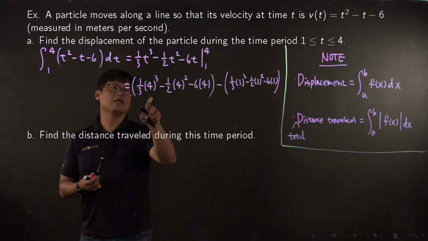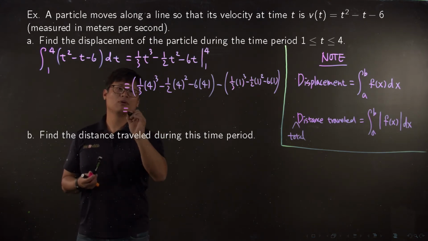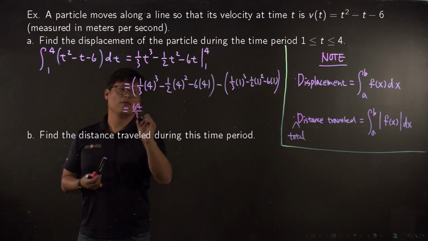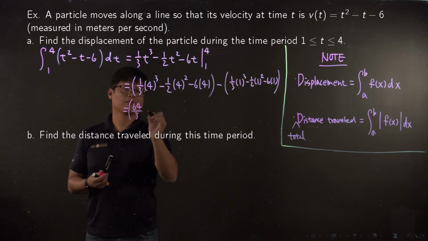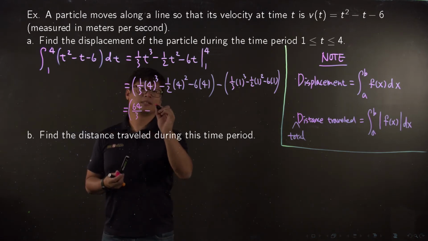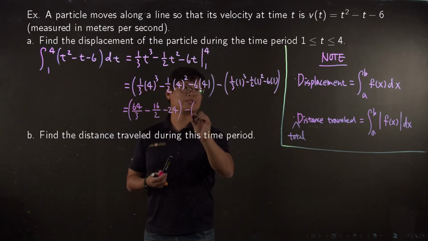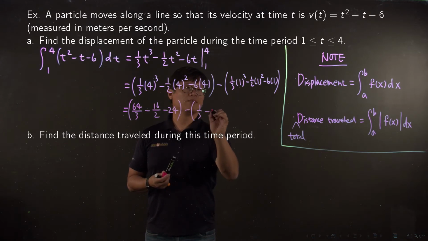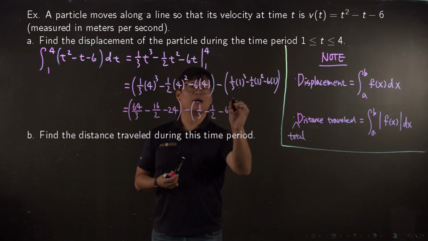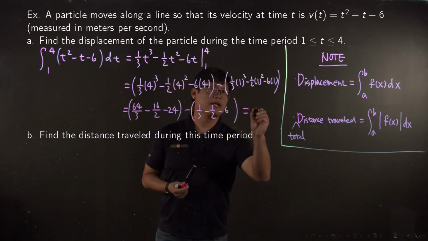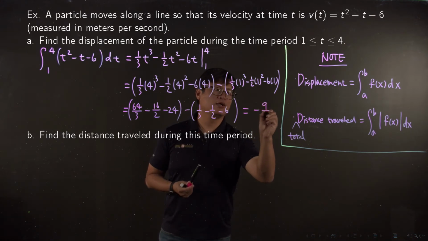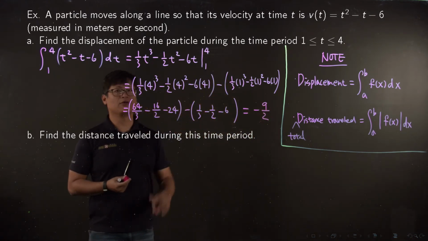4 cubed is 64, over 3, and minus 16 over 2, minus 24, and then minus 1/3 plus 1/2 plus 6. Then it is equal to minus 9 over 2. Let me skip this calculation, okay?